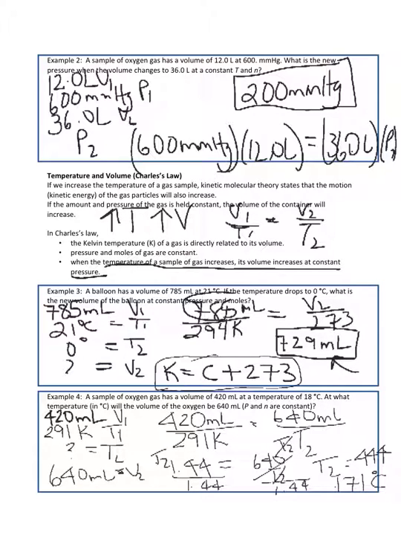It seems a bit high, doesn't it? 291. Did I make a math mistake here? Let's go back over our numbers real quick. 420 divided by 291. It's 1.44. Multiply both sides by T2 to get it out of there. Divide both sides. Yep, that's right. Just seemed a bit high for a moment.